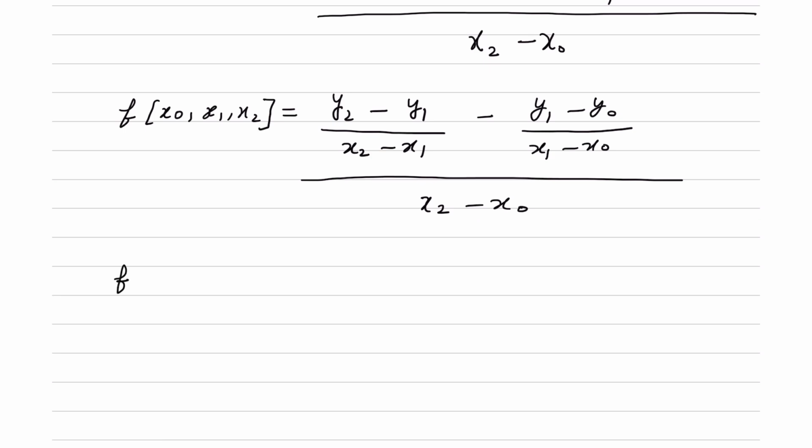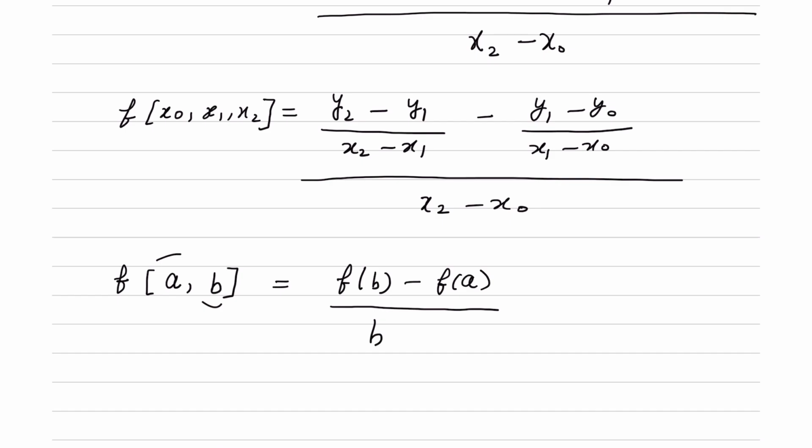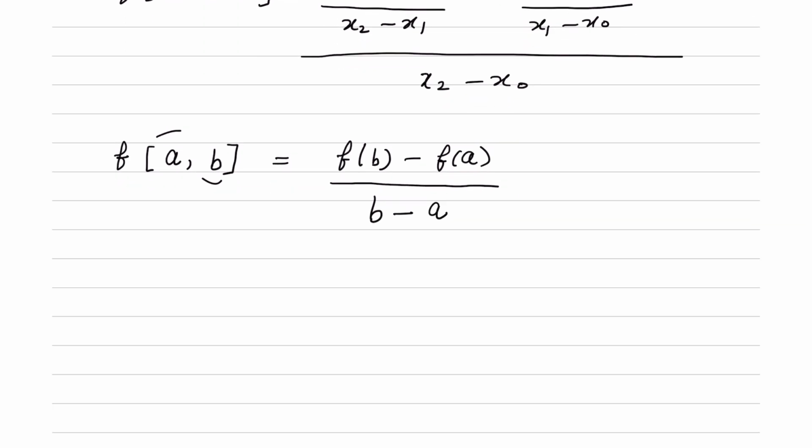Now let's say if we have f[a, b]. Inside the square bracket you have two x values, a and b. If there are two values inside, you break them as 1, 1. F on the last minus f on the first, divided by last minus first. This is a divided difference operator.